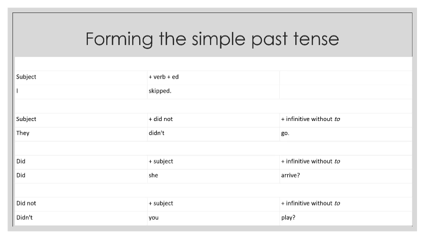Or it includes did plus subject plus infinitive without to. For example, did she arrive? Or it includes did not plus subject plus infinitive without to. For example, did not you play?